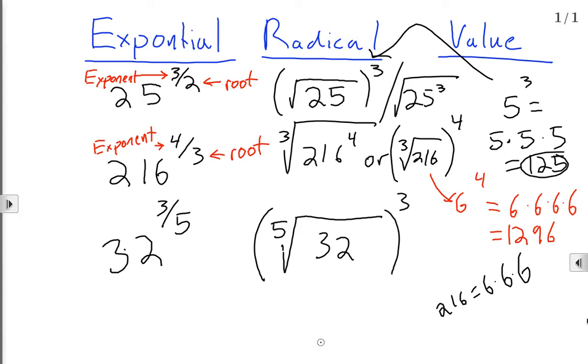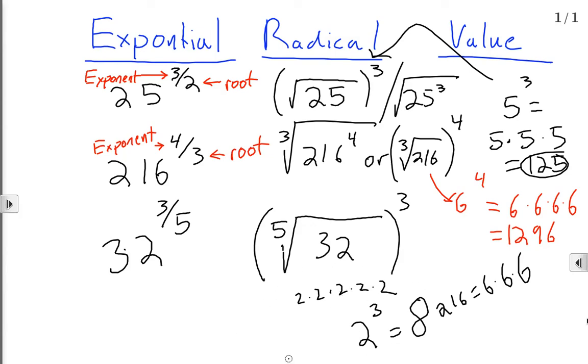We also want to work out the value for this. 32 is actually 2 times 2 times 2 times 2 times 2. So that's 5 2s, so the 5th root of 32 is 2. And we still need to cube it. 2 times 2 times 2 is 8. Whether or not you know that the cube root of 216 is 6, or that the 5th root of 32 is 2 is not important.